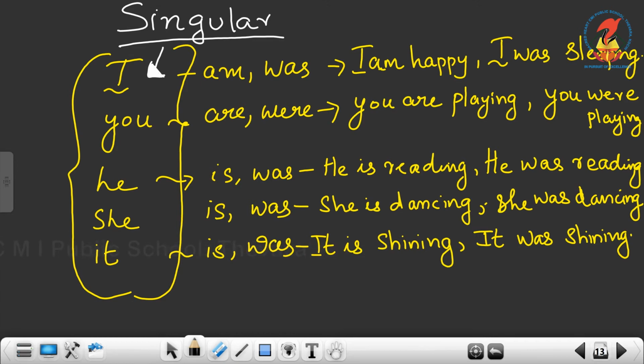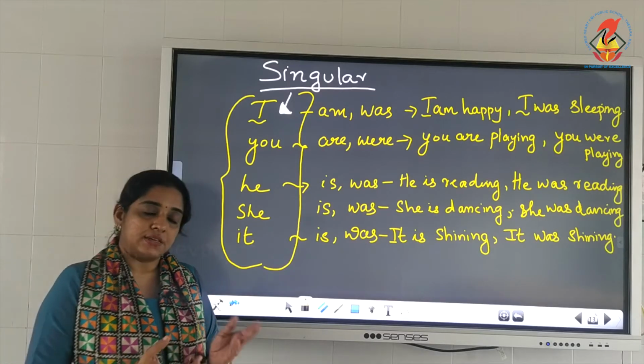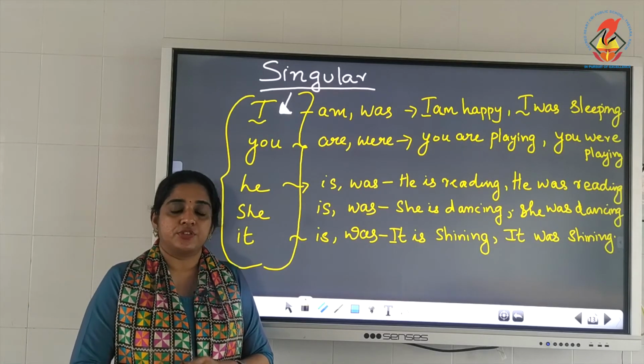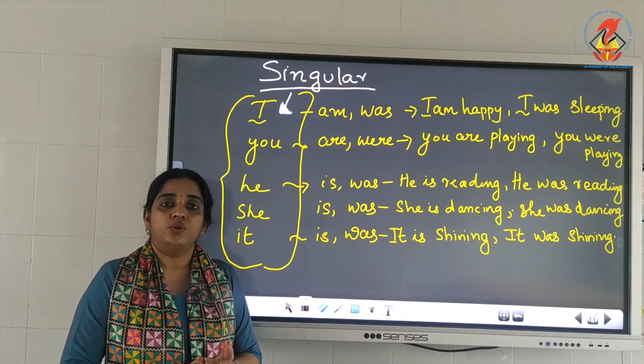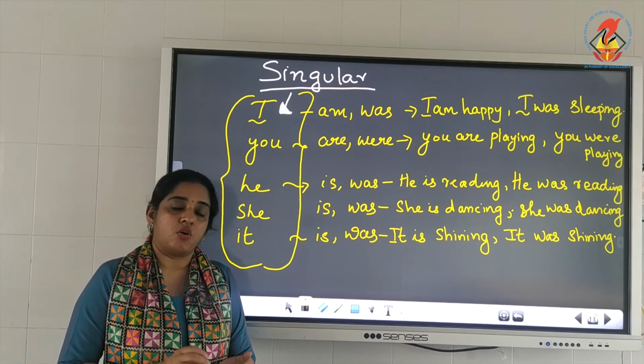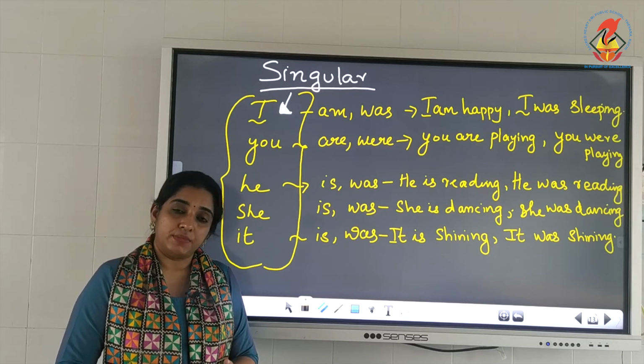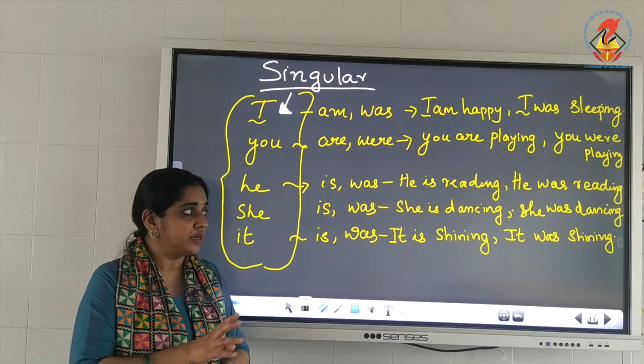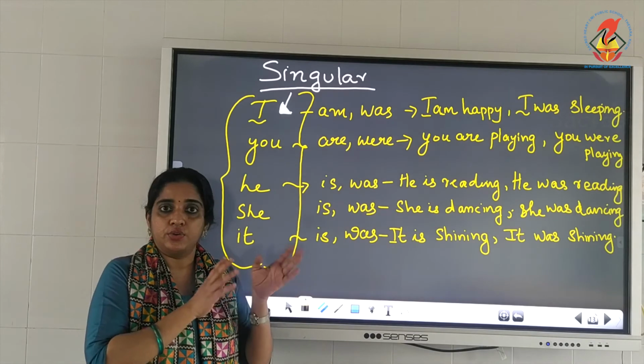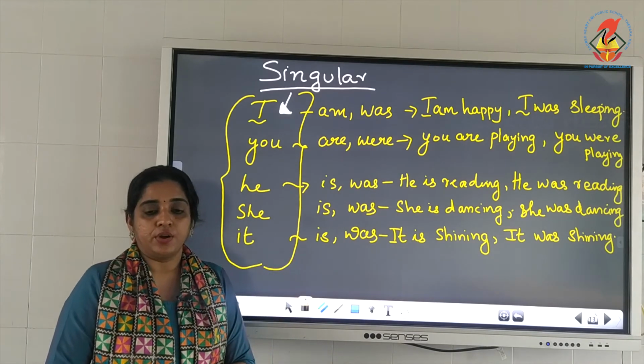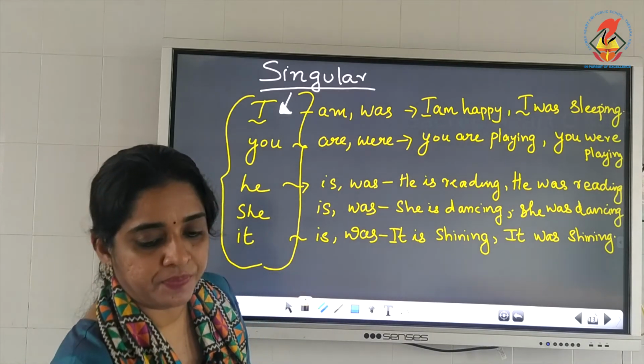It was shining. So here, these are something which you already know, is it? For singular, you know which verb you should use: is or are or was or were. It's already something that you know. But when you study as rules, you have to focus on this. Okay, now coming to the exercise.